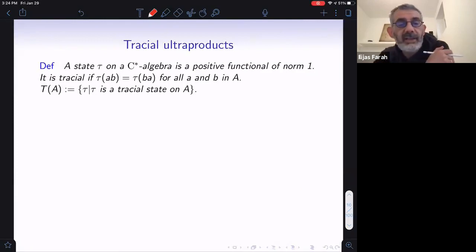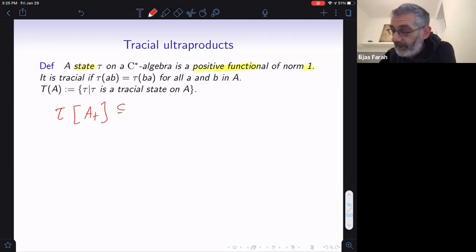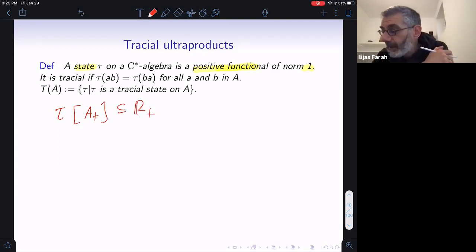Before that, I need to introduce some definitions. So a state on a C-star algebra is a positive functional of norm 1. Now, what does positive functional mean? It means that if you look at the positive part of your C-star algebra, it maps to the subset of non-negative reals. States are quite important in the theory of C-star algebras for representation theory in particular. Basically, certain cyclic representations of C-star algebras are coded by states.